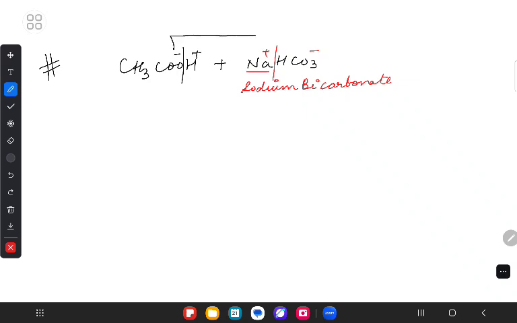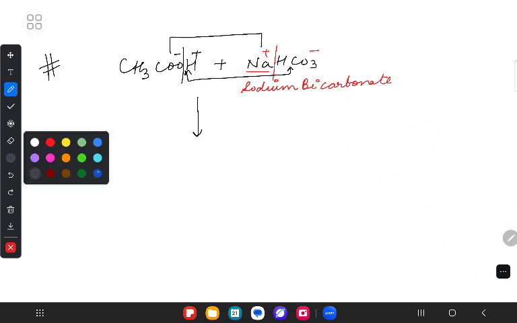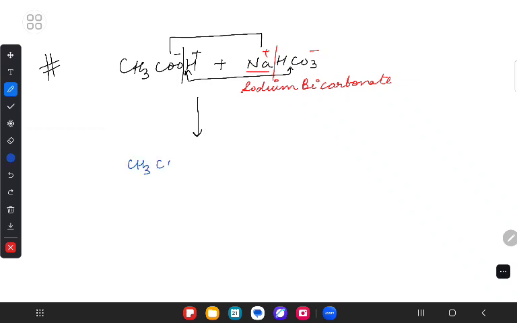So the negative part goes with the positive part, and the positive goes with the negative. So what do you think I'll get here? I'm going to get CH3COONa. And H plus shall go with HCO3 negative, so it forms H2CO3. H2CO3 gives me H2O and CO2. And we have CH3COONa.